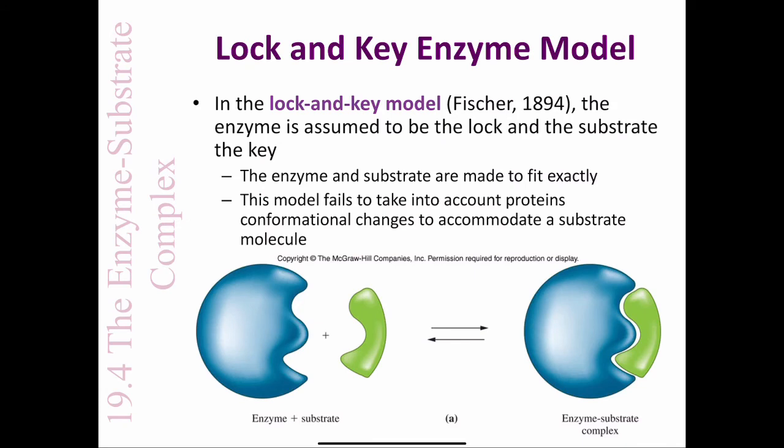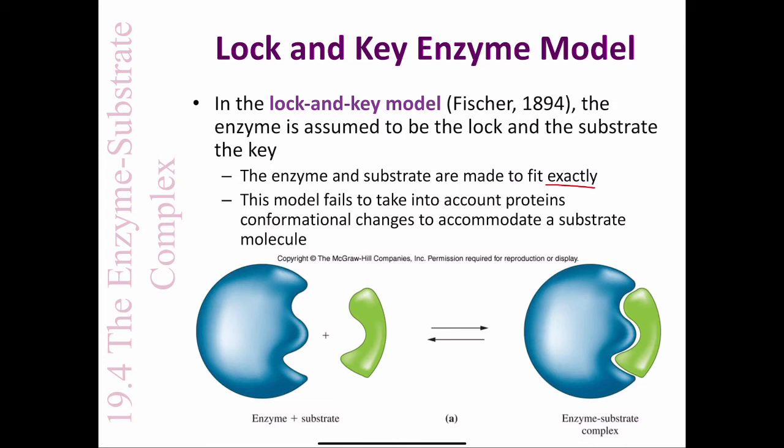2 models have been proposed to explain the specificity of a substrate for an enzyme's active site. The first one is what we call the lock and key model, and it was developed by Fischer way back in 1894. He assumed that the enzyme was like a lock and the substrate was like a key. But what do we know about locks and keys? Locks and keys are made to fit exactly with one another. So they're not going to change shape in any way.